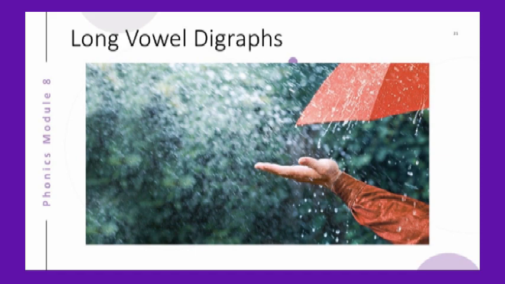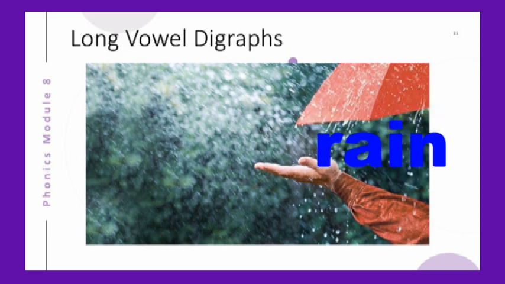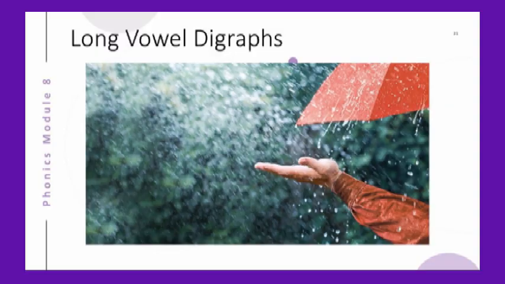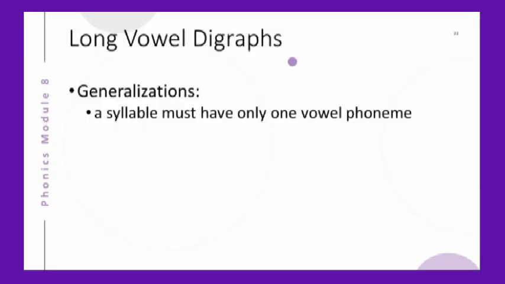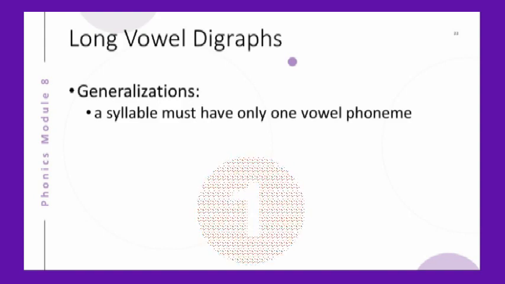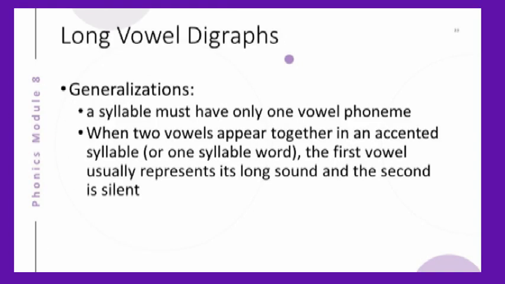First, examine the word rain. Rain has three phonemes represented by R, long A, and N. A syllable must have only one vowel phoneme. Many syllables, and one-syllable words, have two vowel letters. In these cases, the first vowel represents its long sound and the second vowel is silent. So we can make this generalization.